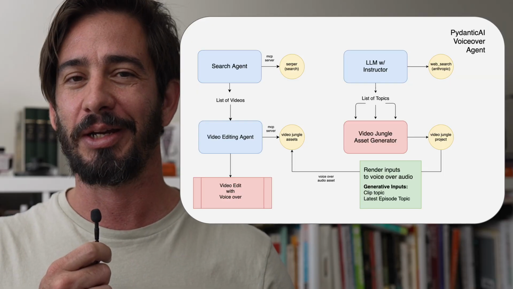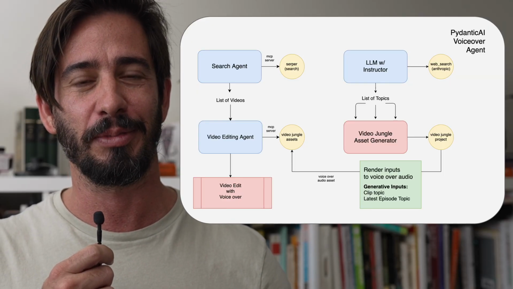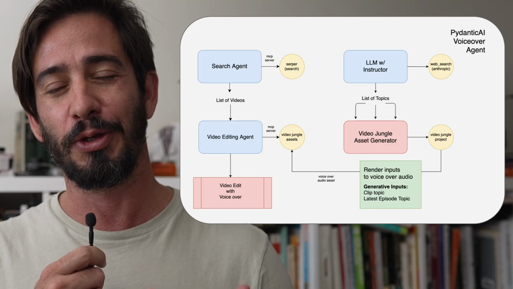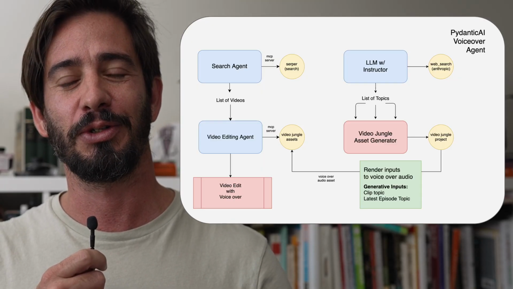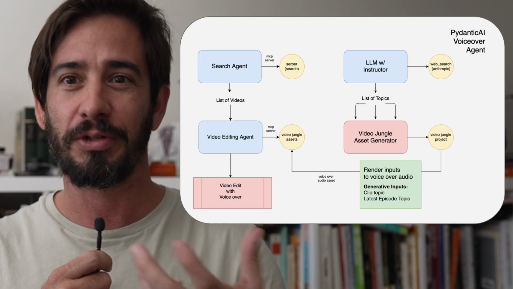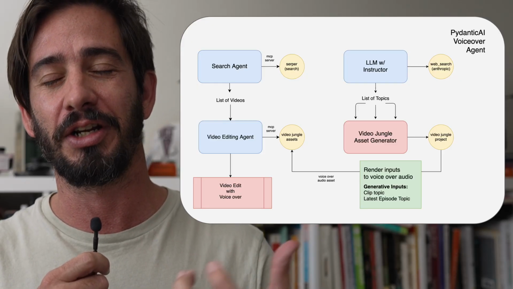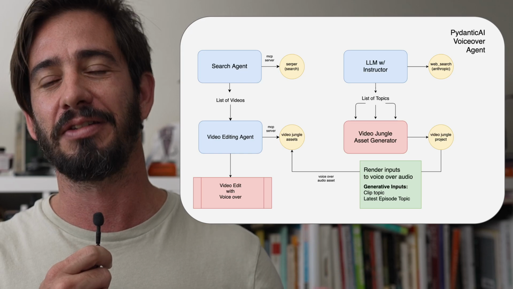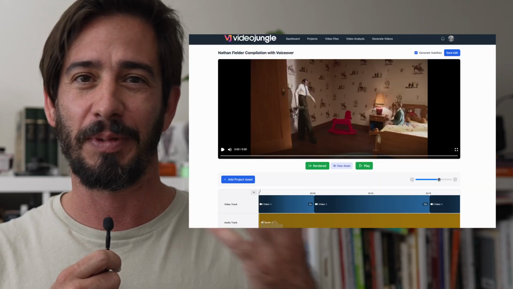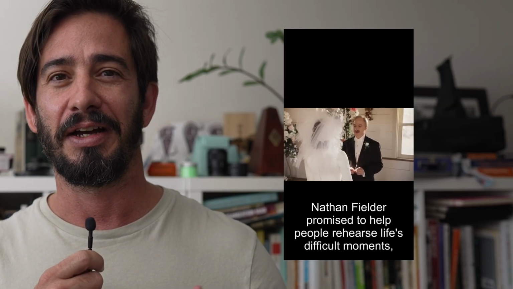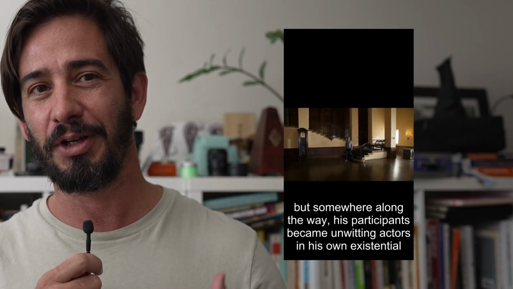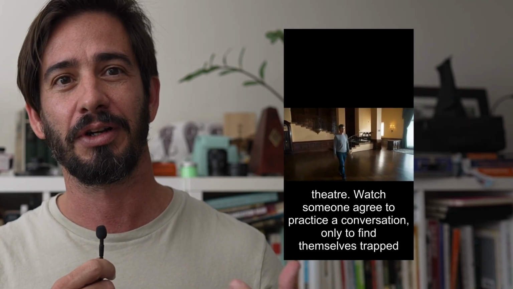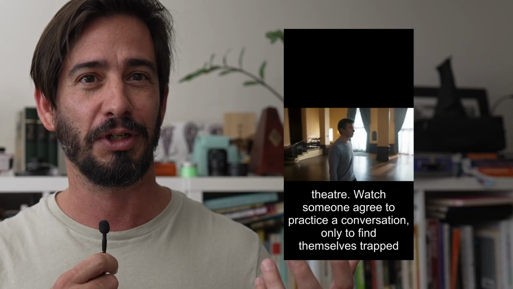It's going to search the web for the latest Nathan Fielder episode and see what people are saying about it. It's going to use generative AI in order to make an interesting topic or discussion to have around the video, and then automatically search the web, find video clips, and stitch them together, and spit out a whole new video edit.